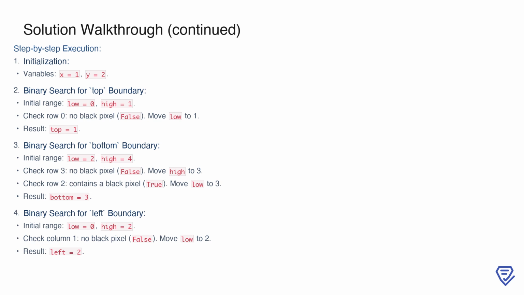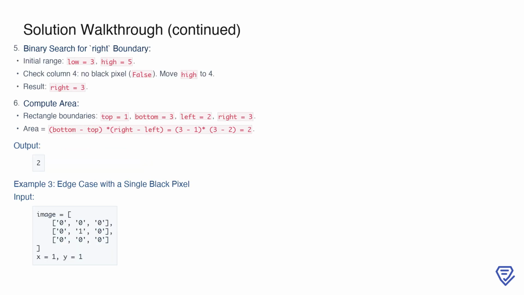Moving to the horizontal boundaries, we start with the left boundary. The range is low equals 0 and high equals 2. Column 1 has no black pixels, so we adjust low to 2, confirming left equals 2. These steps narrow down the vertical and left boundaries of the rectangle. To find the right boundary, we perform binary search in the range low equals 3 and high equals 5. Checking column 4, we find no black pixels, so we move high to 4. This gives us right equals 3.